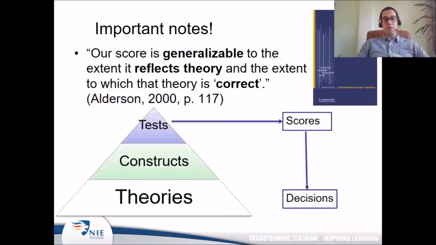So here is another way that I have presented the same concept which I mentioned before, and I also have this great quotation from Charles Alderson's Assessing Reading book. He says, our score is generalizable to the extent it reflects theory and the extent to which that theory is correct. Therefore, test scores would be correct to the extent that our theoretical frameworks are correct. Of course, it also depends on how we operationalize the construct into tests.